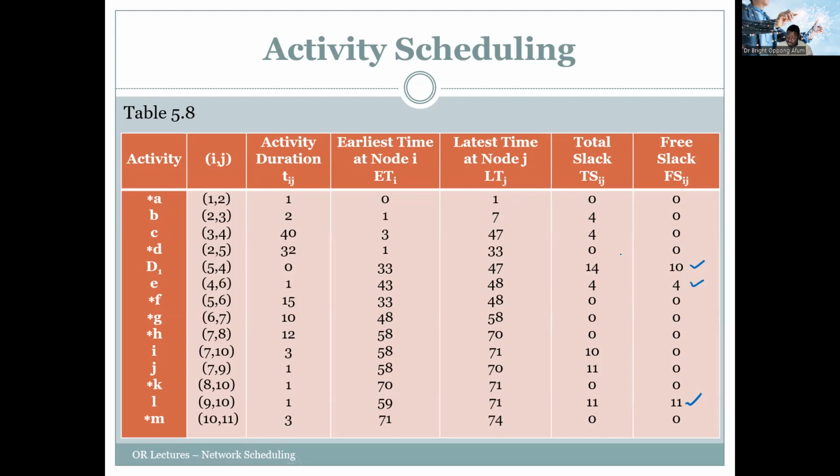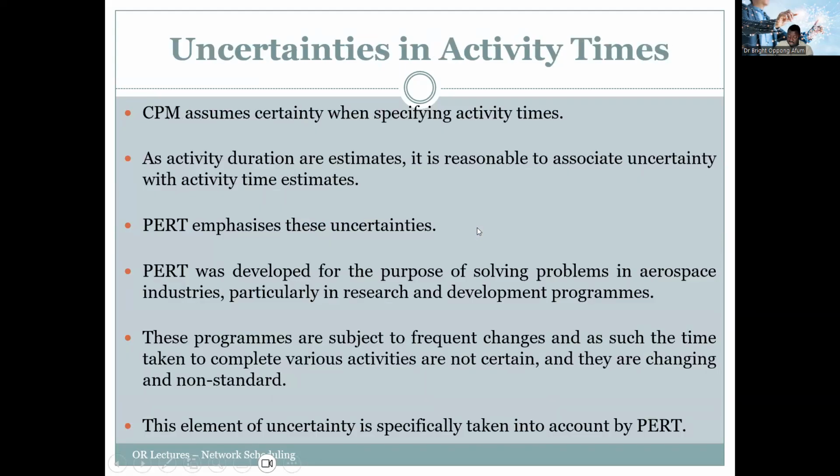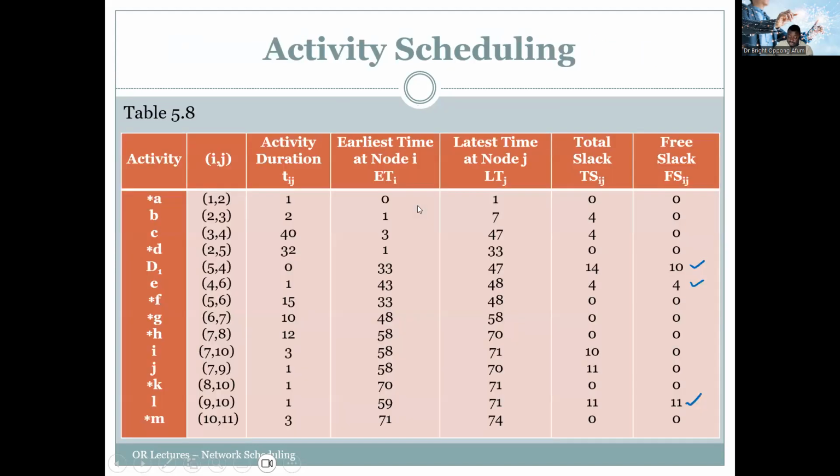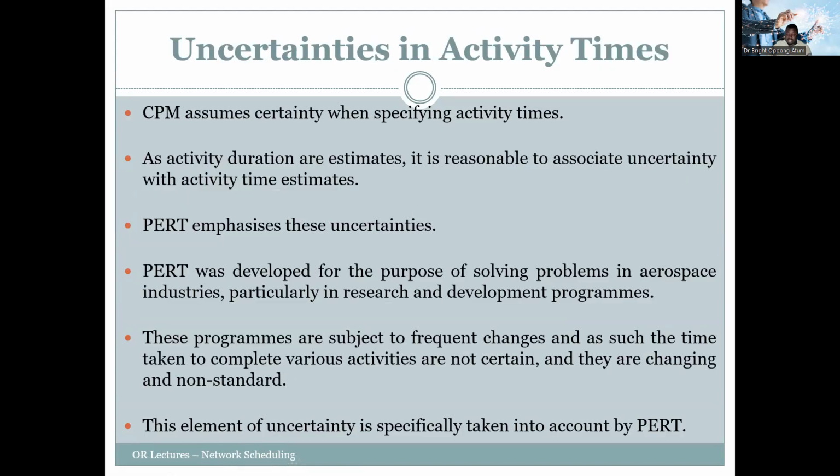So that is that for this typical example. Uncertainties in activity we'll look at in our next lecture, where we'll use PERT instead of CPM, which assumes uncertainty.